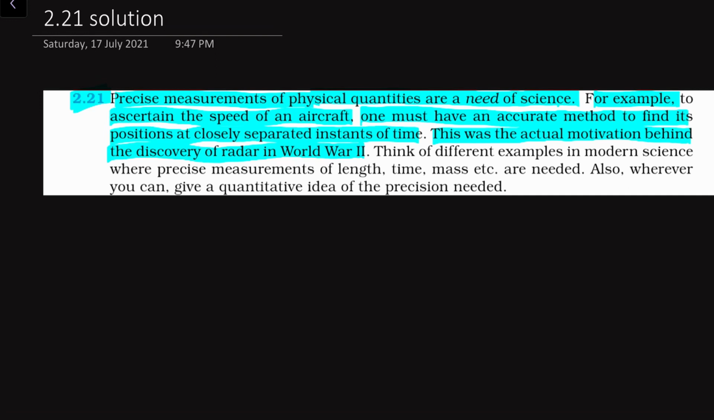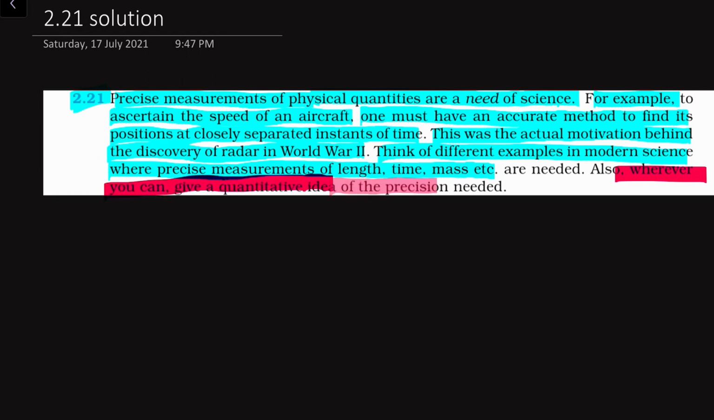Now we are asked to think about some different examples in case of modern science, where the precise measurements of length, time and mass etc. are needed. And we have to define the requirement of this precision in the measurement of these three quantities. Also, wherever you can, give a quantitative idea of the precision that is needed. That means we have to mention the order of the precision in the case of these measurements.